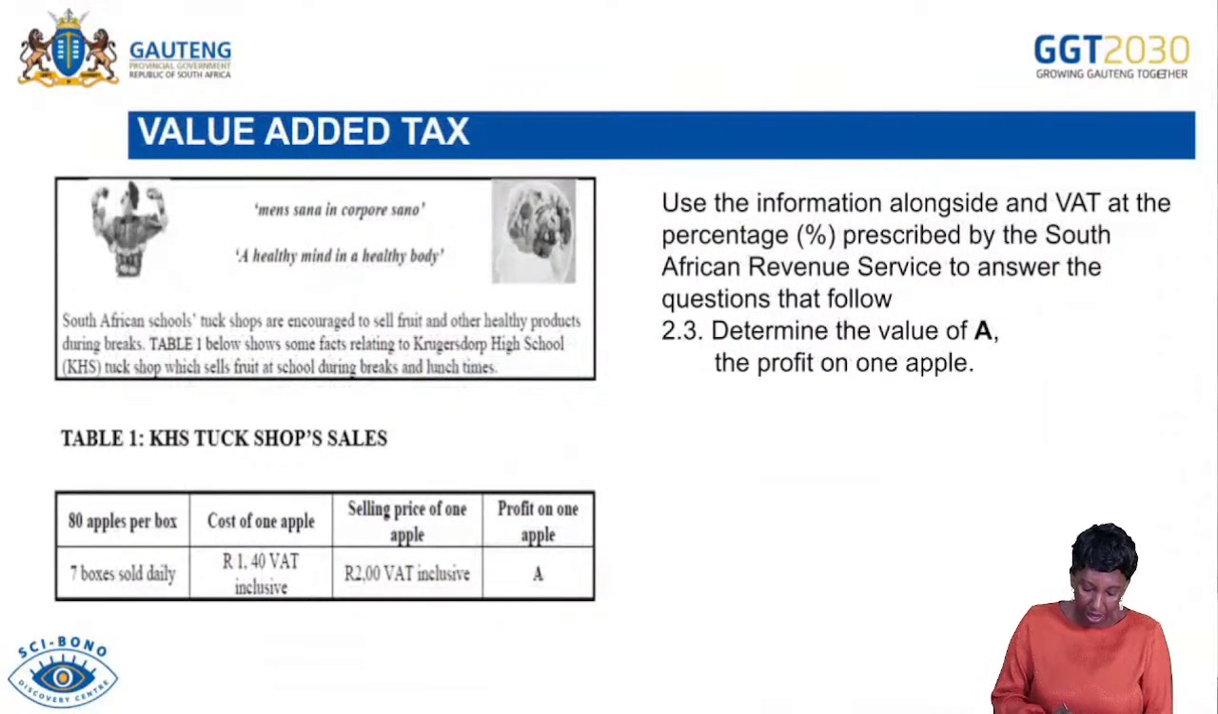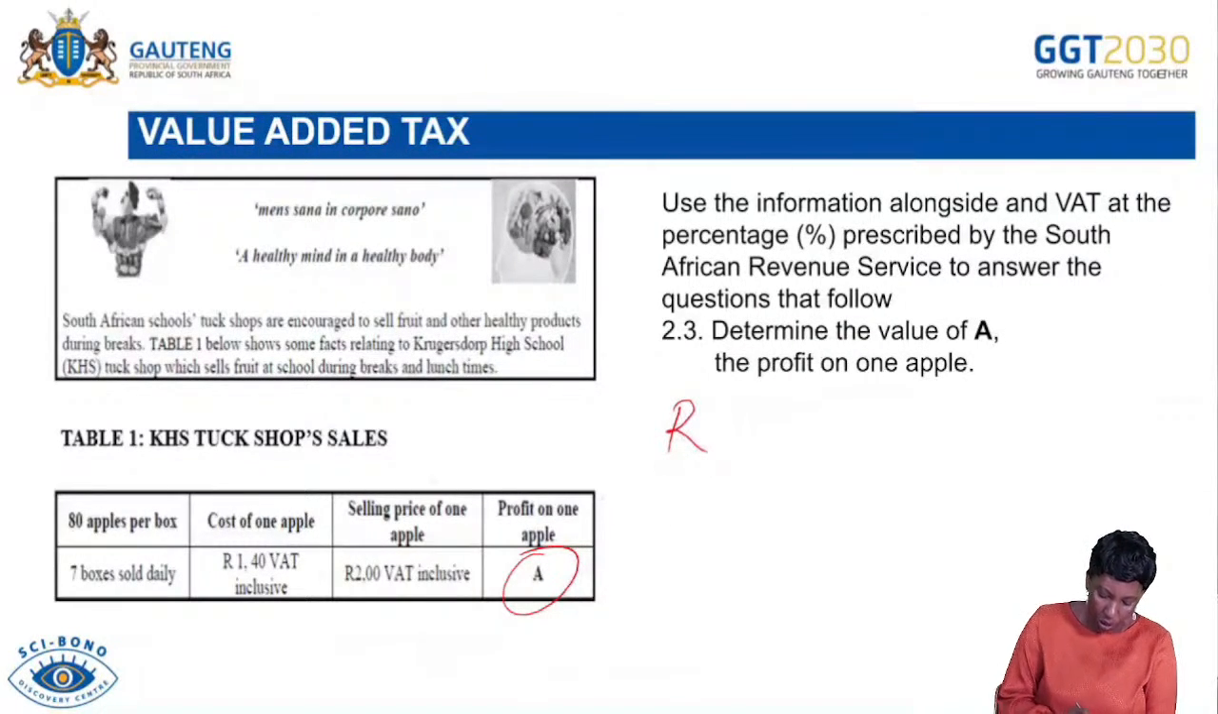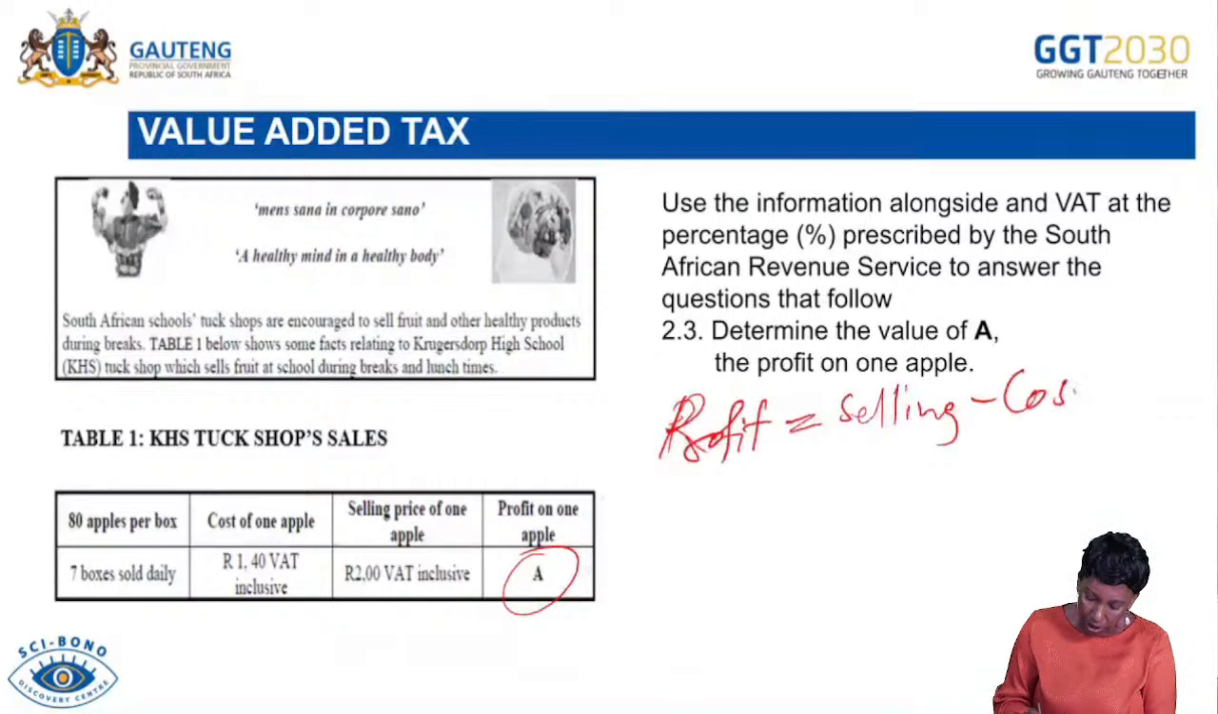And now they say determine the profit of A. Remember, this is the cost price and selling price. Now the selling price, it is what? Determine the profit. We said that for us to calculate the profit, it will be the selling minus the cost. Now what is my selling? My selling is 2 rand, and then minus the 1 rand 40, which is my cost.